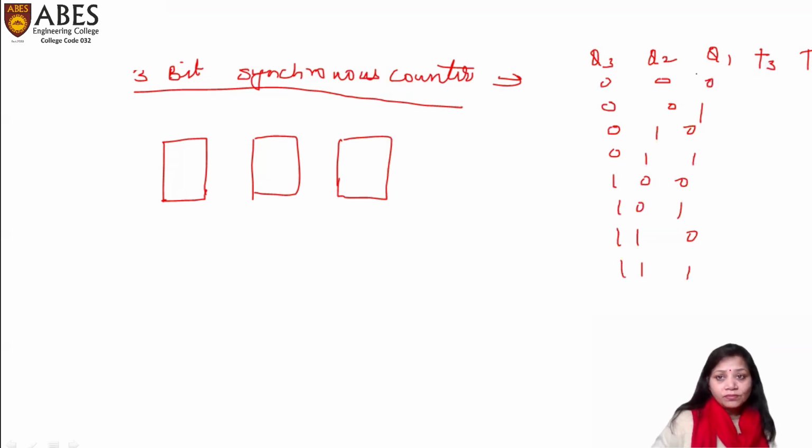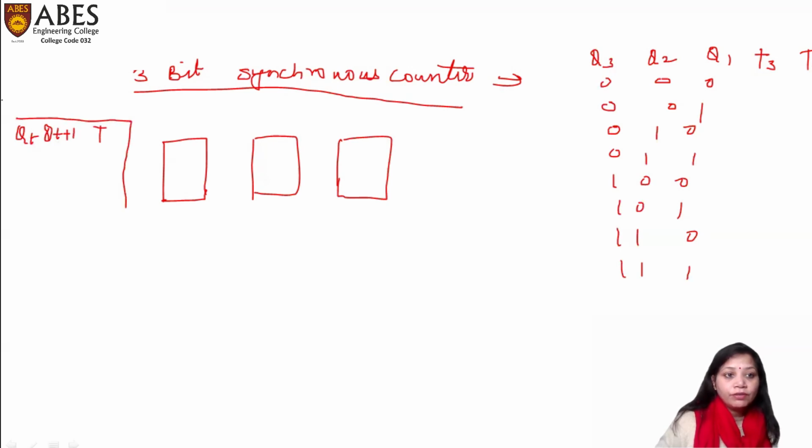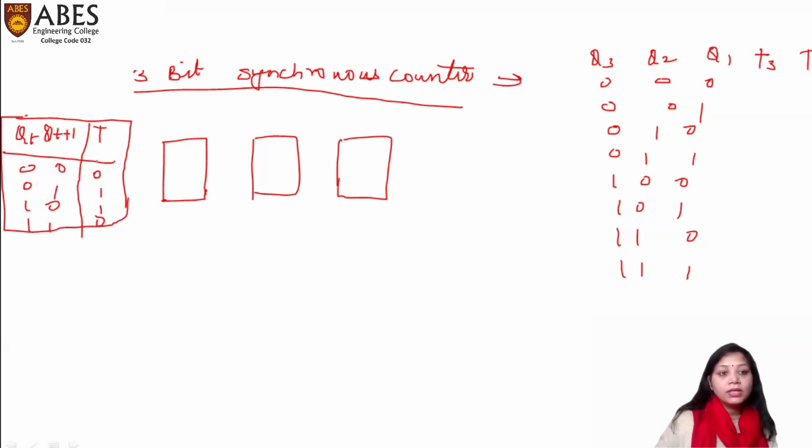Now we use the excitation table of the T flip-flop. We know for the excitation table we have Q(t) and Q(t+1), and we are making it with the help of the T flip-flop. So this is the T column, and for this we have 0, 0, 0, 1, 1, 0, 1, 1, 0. This is the excitation table of the T flip-flop.